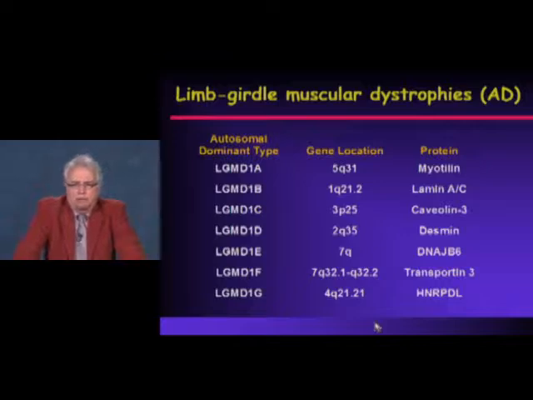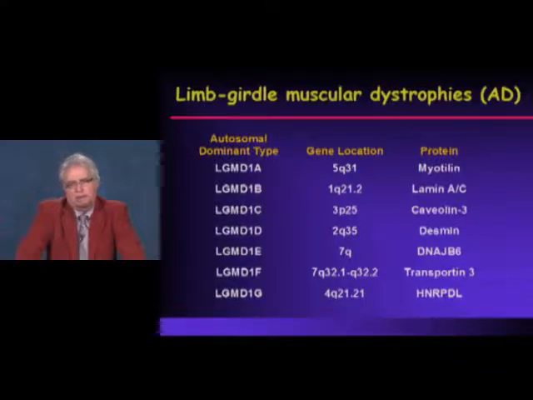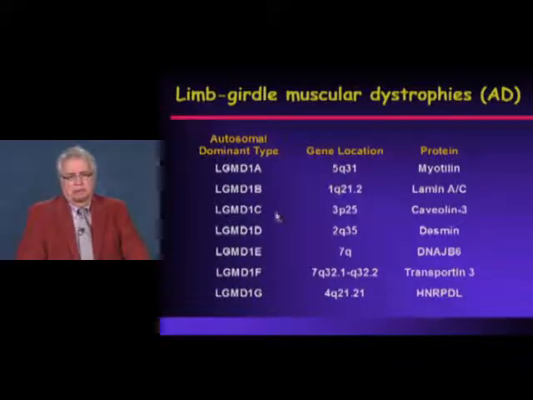So we used to talk about limb-girdle muscular dystrophy as if it was a single disease, but as time went on, we discovered there are many types of limb-girdle muscular dystrophies, and some of them are autosomal dominant, seen primarily in adults. They usually have a milder phenotype. And you can see the list is somewhat long, with LGMD1A due to mutations in myotilin or defects in myotilin protein.